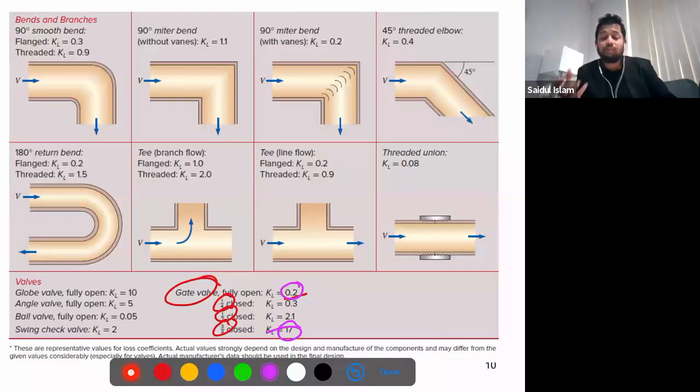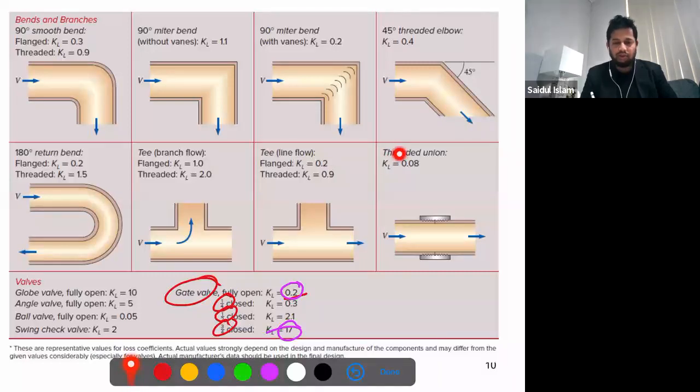But the gate valve is where we get the most significant minor loss. Now you see, if you have a pipe with three valves in a very short distance and it's almost closed, then you can see how significant the minor loss will be. So it will be a major loss, and maybe it will be even higher than the pressure loss.